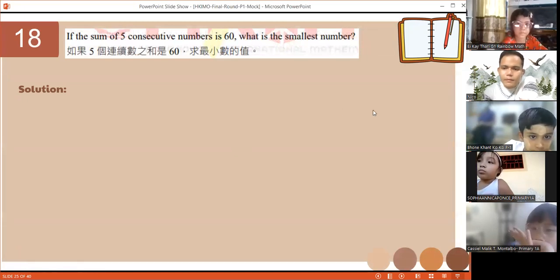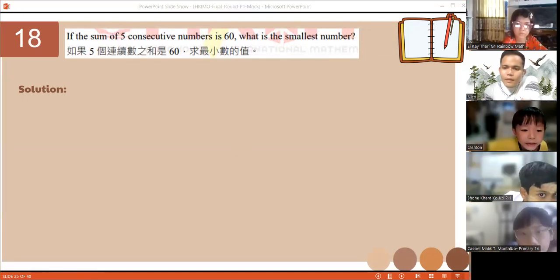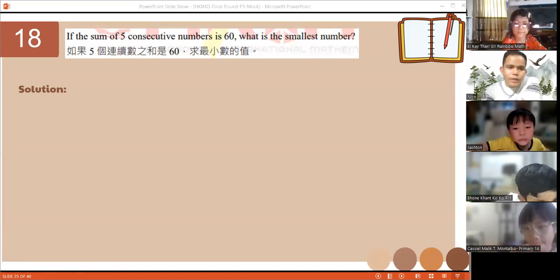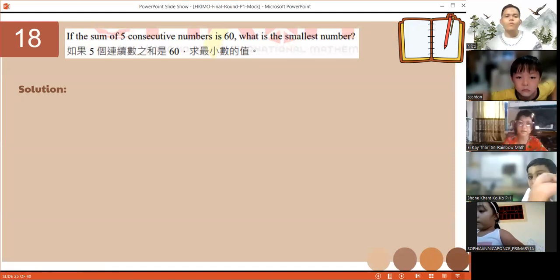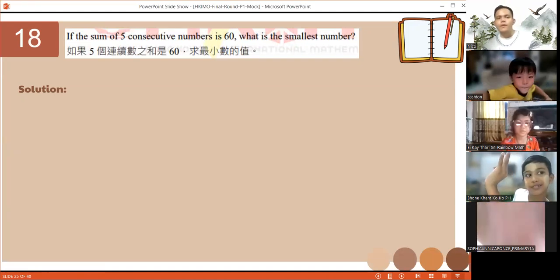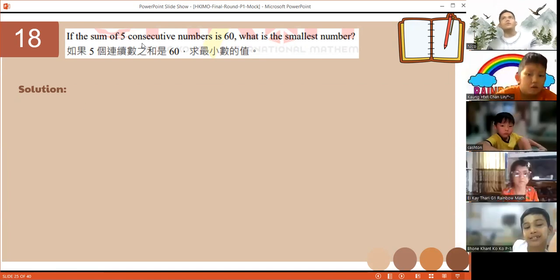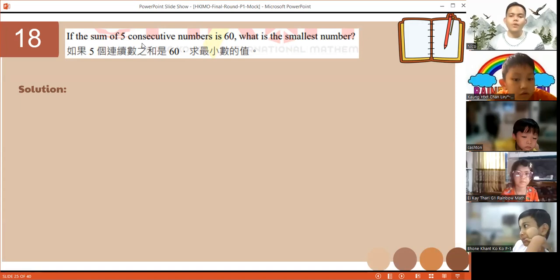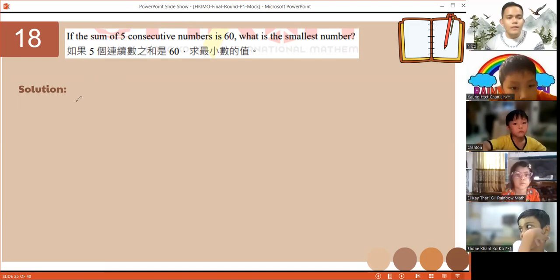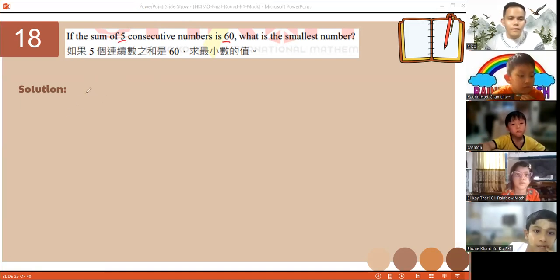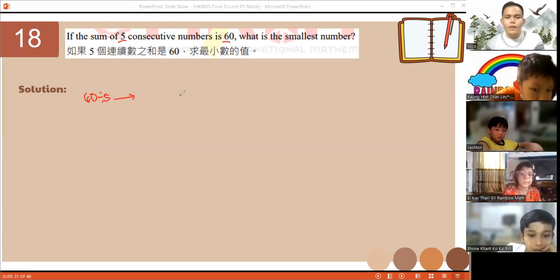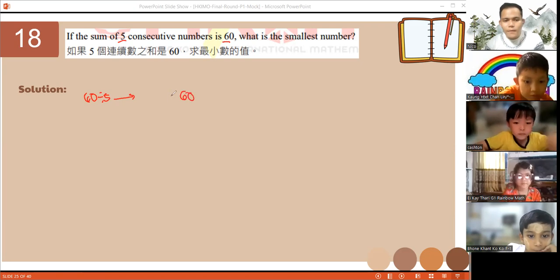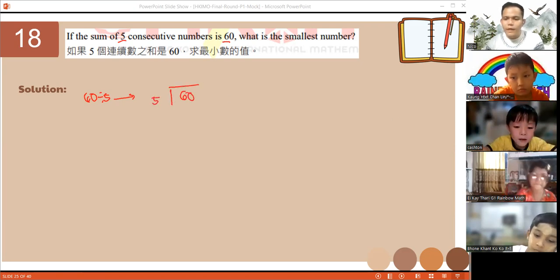Okay, number 18. Answer is 110. The question here is: if the sum of 5 consecutive numbers is 60, what is the smallest number? This is the time that you need to know division. You have no choice, you need to learn how to divide. So this is 60 divided by 5. Listen well, I'm going to teach you how to divide.